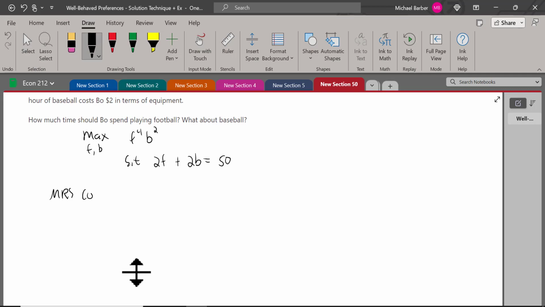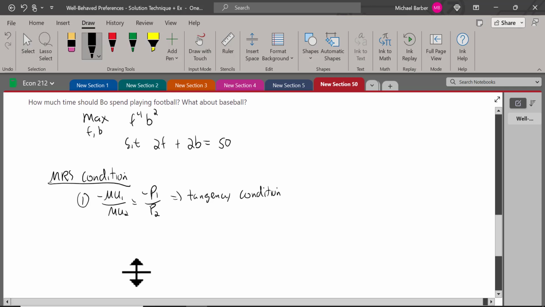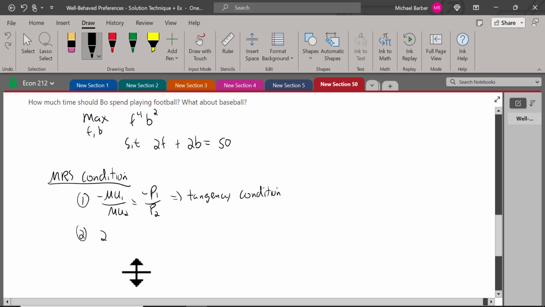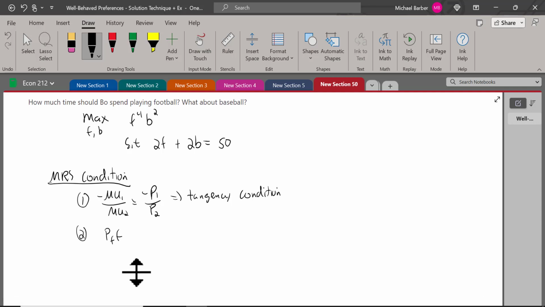So the MRS condition. This is the technique I'm going to use. The first one is the fact that the ratio of marginal utilities is equal to the slope of the budget constraint. So this is the tangency condition. And the second one is the budget. So I'm just writing them down here and then we'll calculate them with these numbers. I'll leave it general since I left the other one general: PF times F plus PB times B equals M. This is our budget constraint.